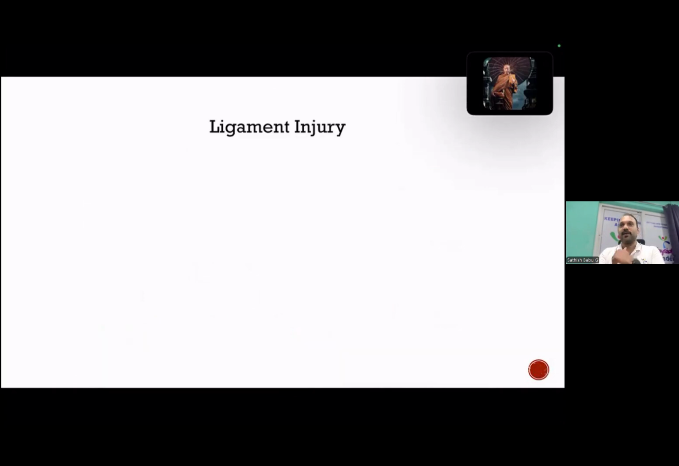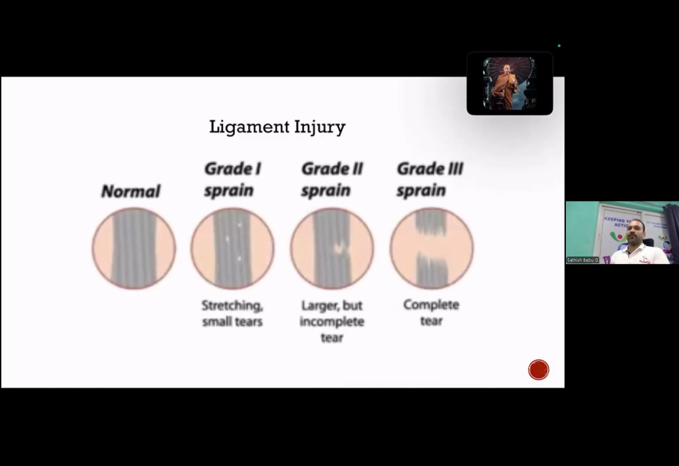Similarly for ligament injury, there are three grades: grade 1, grade 2, grade 3. Grade 1 is small stretching tears, a grade 1 sprain. In grade 2, there's a large but incomplete tear. In grade 3, it's a complete tear, with discontinuity of the ligament. For grade 3, they have to go for surgery or they need to keep the joint immobilized for a longer period of time. It can be considered like a fracture, and the treatment should be done the way you treat a fracture.